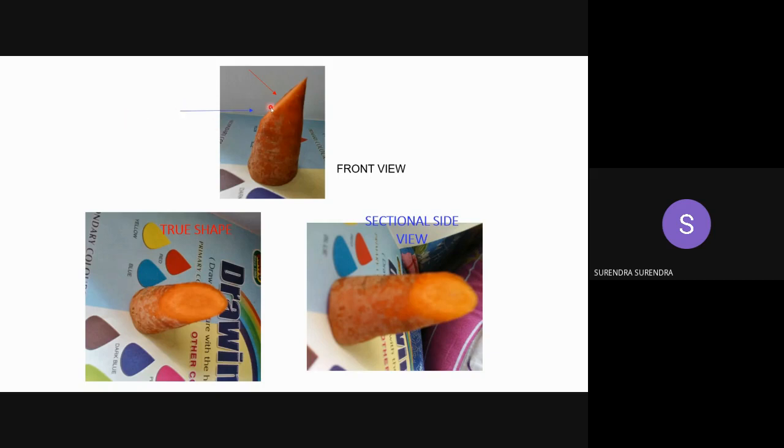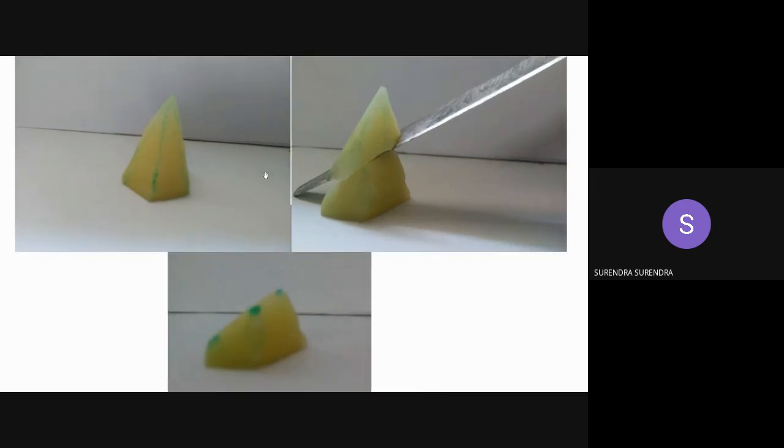If you draw in the exactly parallel view, you see the true shape; in any other view, such as the top view, you can see only the reduced shape. Take a carrot or a potato and cut it; we can form any shape easily. See here.